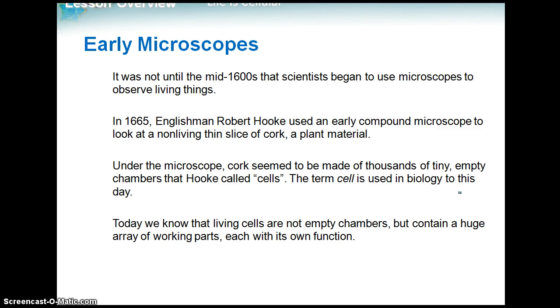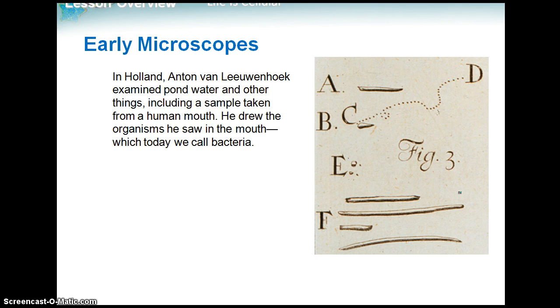Okay, so our first scientist that helped us with the cell theory was a man from Holland named Anton van Leeuwenhoek. He was looking at some pond water underneath a microscope. And what he saw were little organisms that were moving around. So he was the first to see living cells. And that was the bacteria in the pond water.